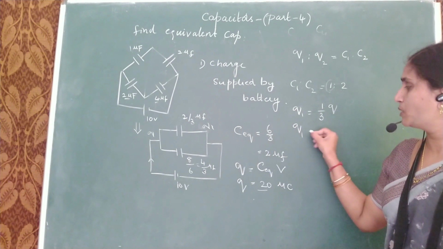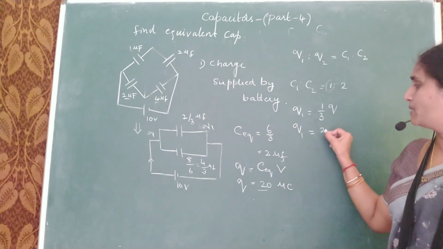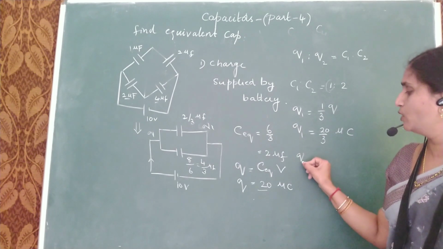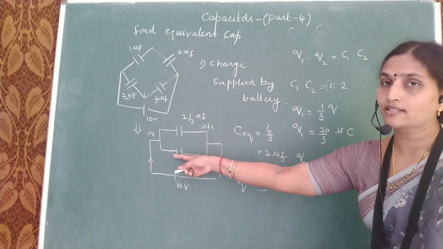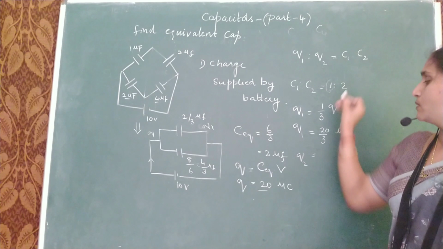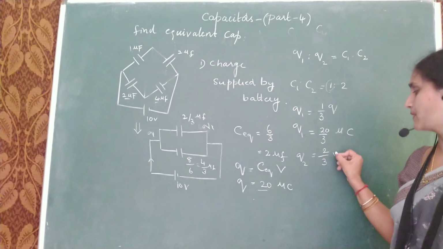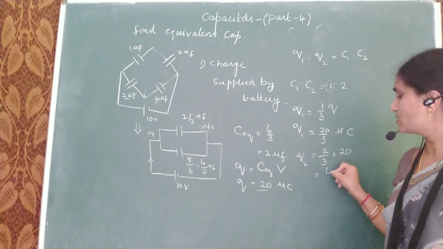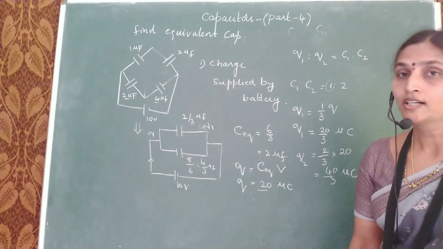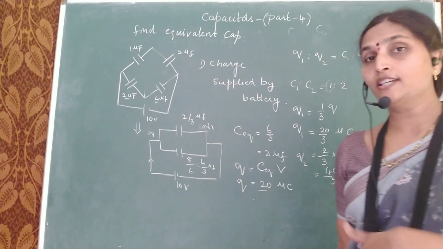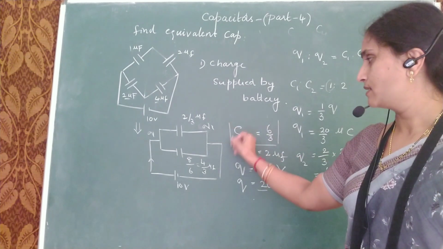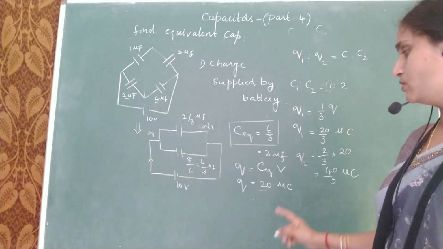So the charge on the upper two capacitors will be 20 by 3 microcoulomb. And what will be the charge on the lower branch? That means on these two capacitors, 2 and 4, Q2 is 2 parts out of 3 into 20. So this will get a charge of 40 by 3 microcoulomb. So this is how a number of questions can be easily answered once you know how to find out this equivalent capacitance. So in this question, I have given you 3 answers.